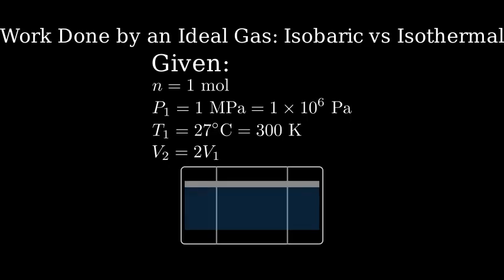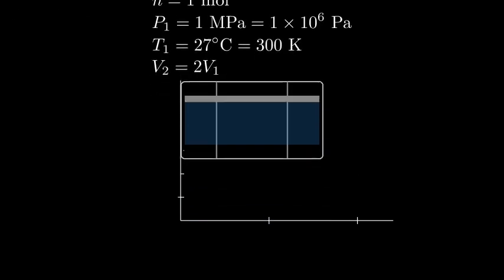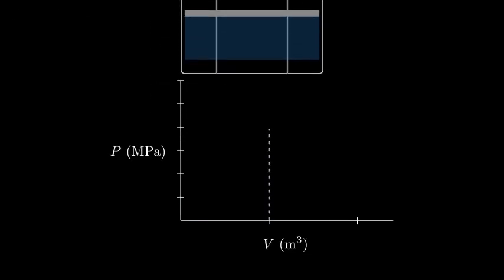Now, let's draw the pressure-volume diagram. We'll place pressure on the vertical axis and volume on the horizontal axis. We mark the initial state at volume V1 and pressure 1 megapascal, and the final state at volume 2V1.